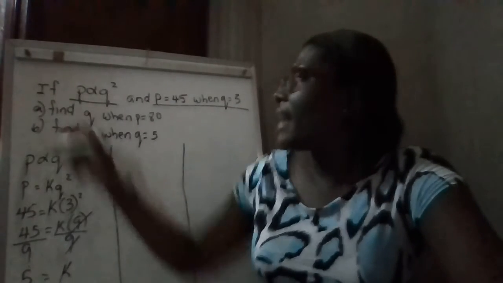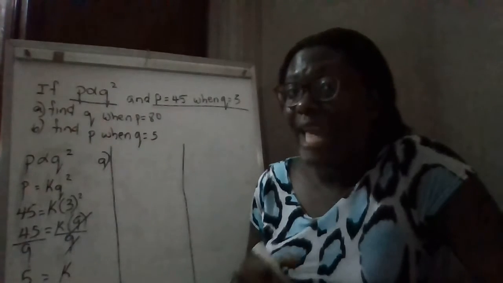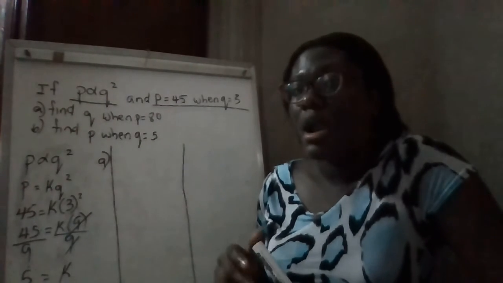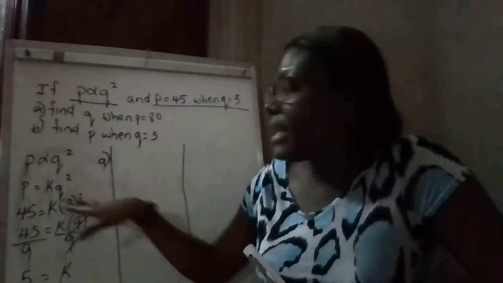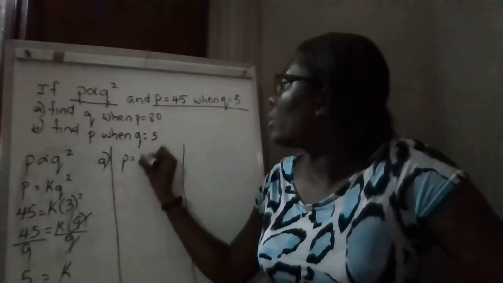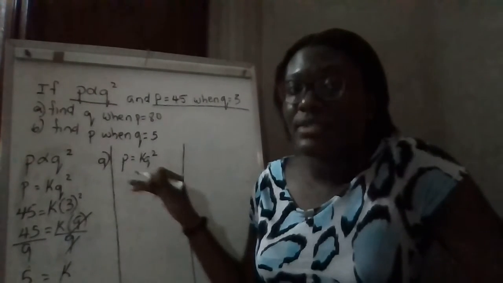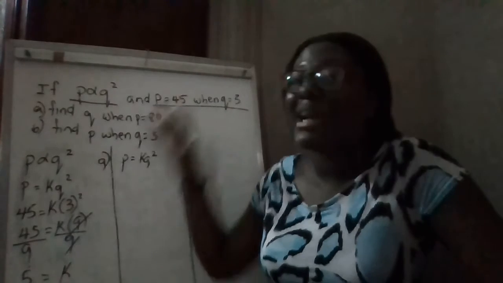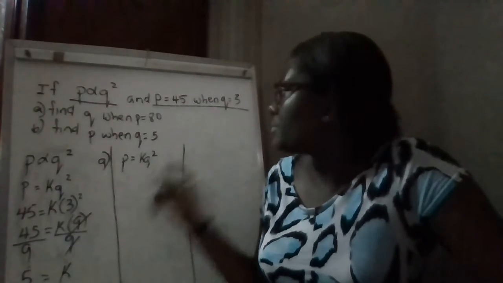Now, part A says, find Q when P is 80. Again, we're going back to our expression or our equation that we started off with. So it's P equals K Q squared. Now this equation is going to help us to solve the entire question. All right, so that's why we always go back to this equation.